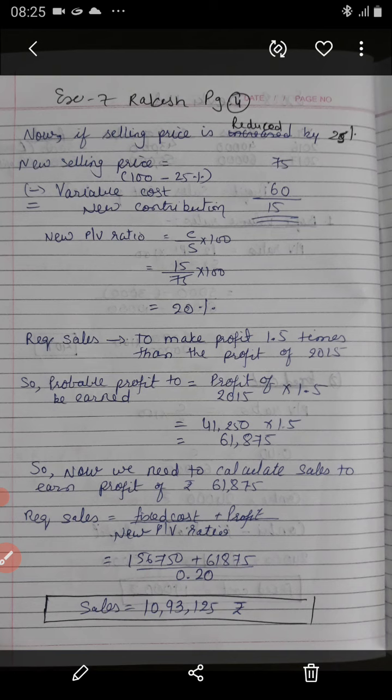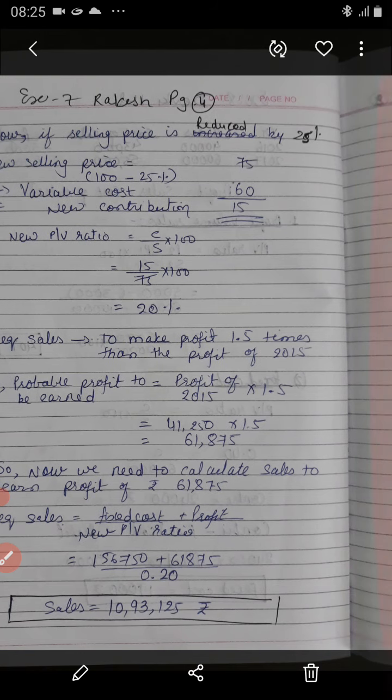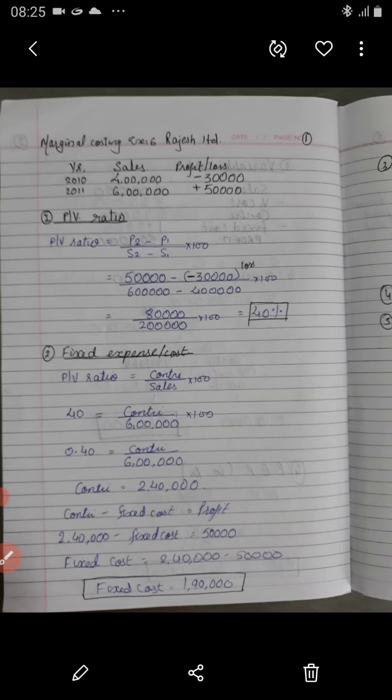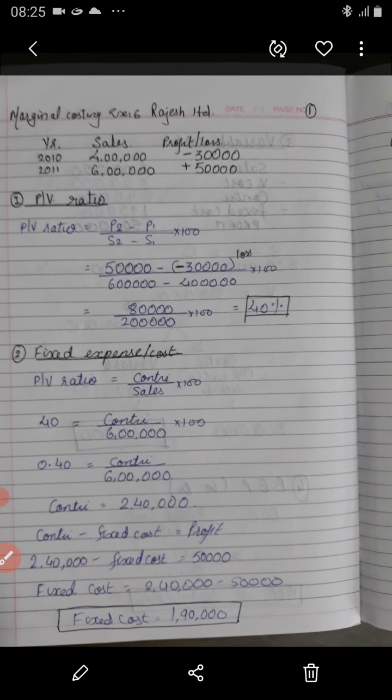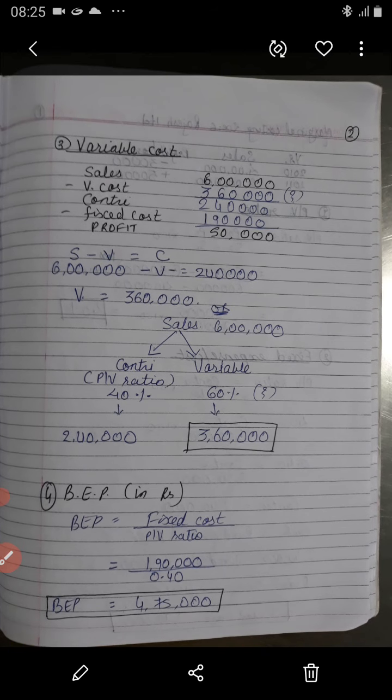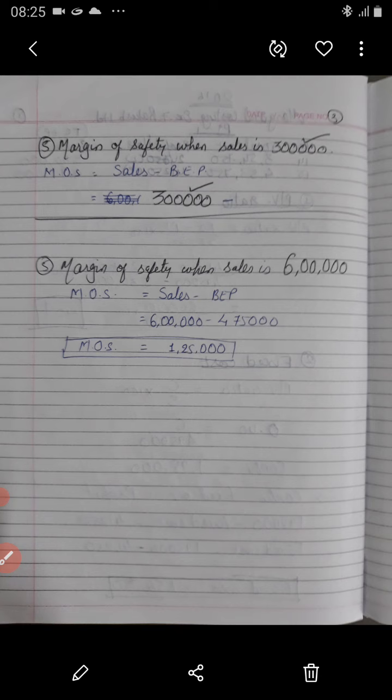So I am just changing the screen from the beginning itself. See, example number 6, page number 1. Example 6, page number 2. Page number 3. So here make the correction. Keep 6 lakhs in place of 3 lakhs in example number 6.